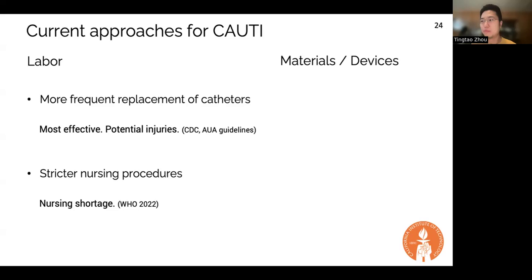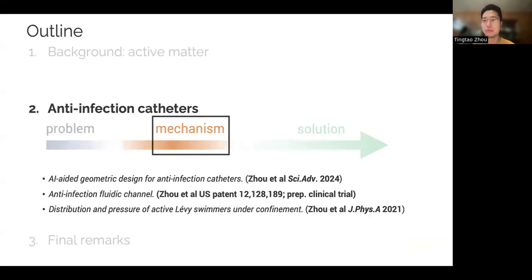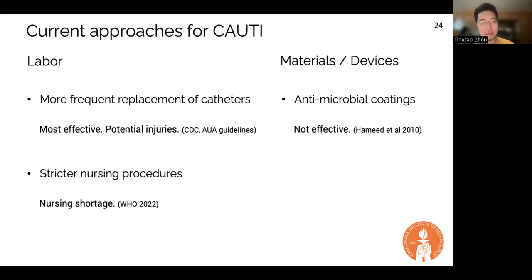So, what about from an engineering perspective? Can we use some special materials or devices to prevent that? Actually, people have thought a lot about this direction, and there is a lot of work done on so-called antimicrobial coatings. However, these coatings are typically designed to detach the bacteria so that they can prevent biofilm formation.